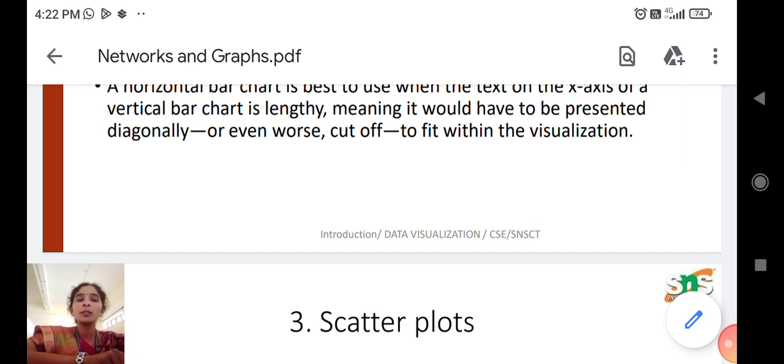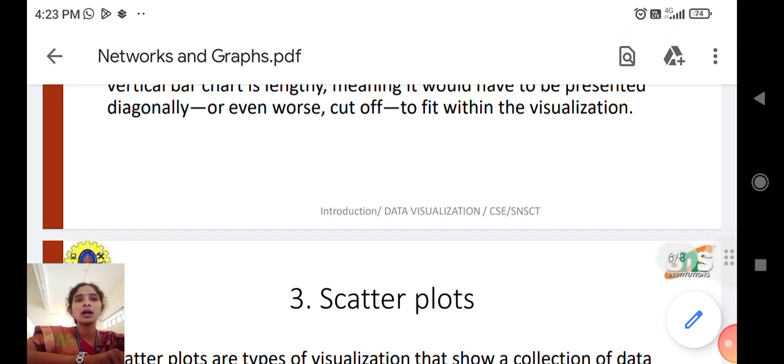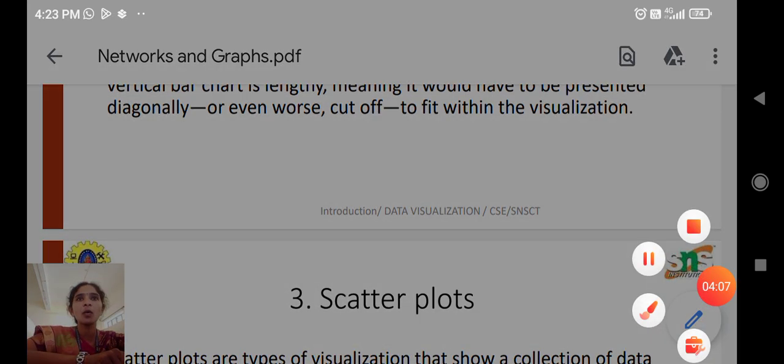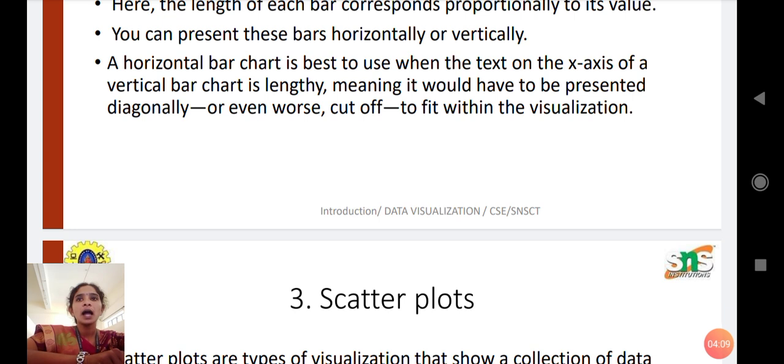The individual data points, that is data elements, are represented as nodes. And the next is edges. The links or connections between the nodes are represented as edges. The next is the root node. The topmost node in the hierarchy is called the root node. And the leaf node: a node which doesn't have children is called a leaf node.